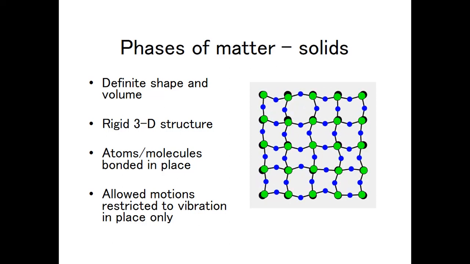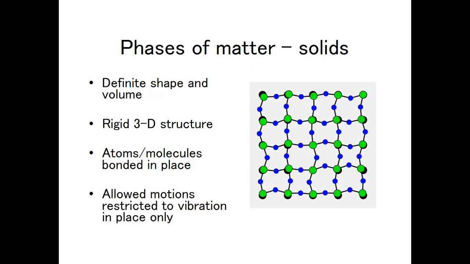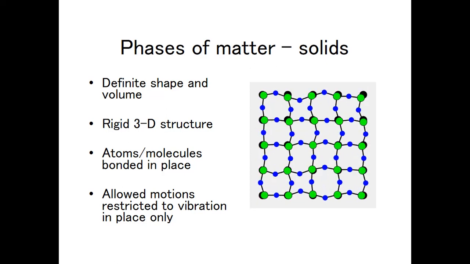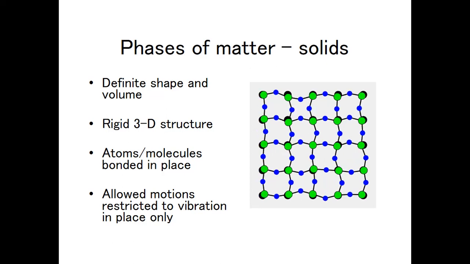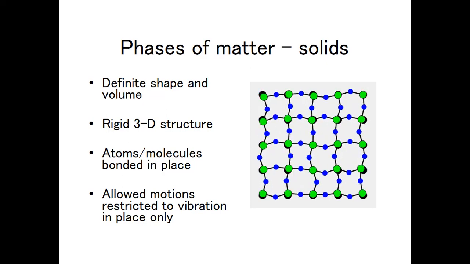So we're going to look at solids first. Solids have a definite shape and a volume. You can see from the picture that there's bonds between all of the atoms in a solid. They can't go wherever they want to, so there's a definite shape and a definite volume. So a rock, for instance, stays the shape, it stays the volume, unless you apply some sort of external force that deforms the shape. They have a rigid 3D structure.